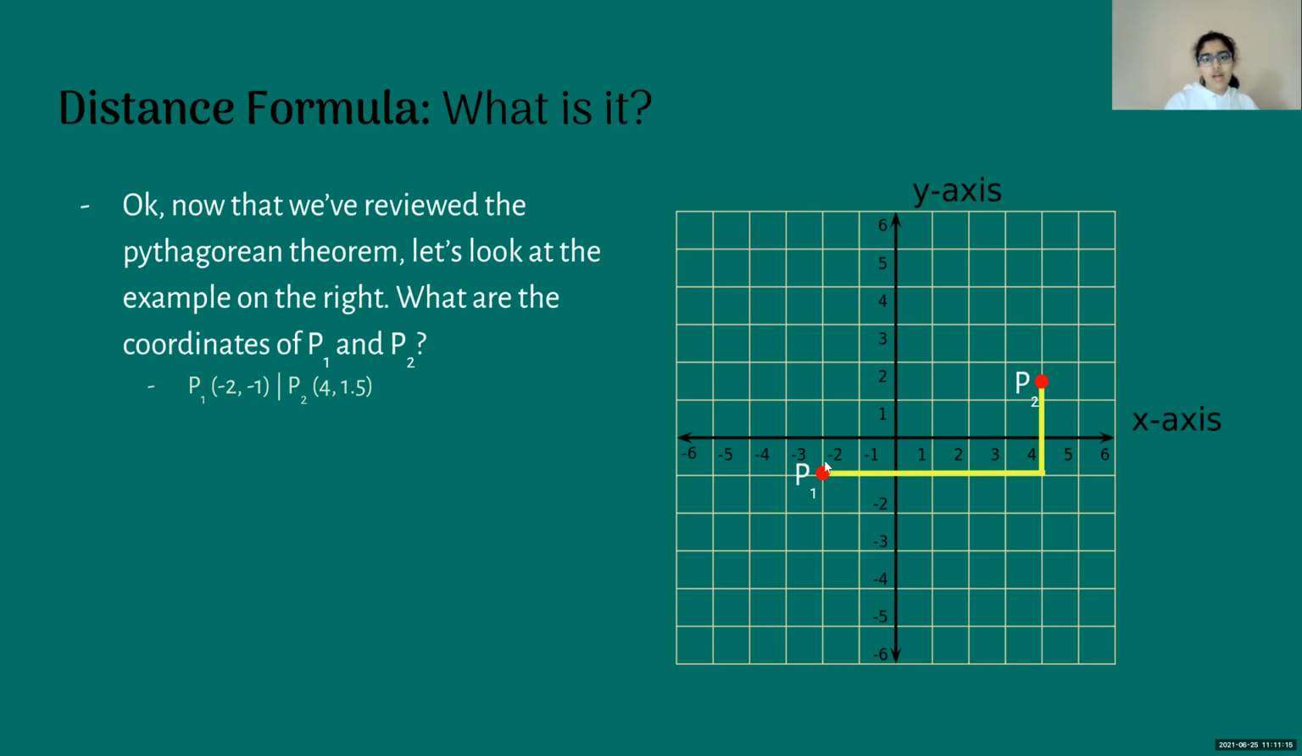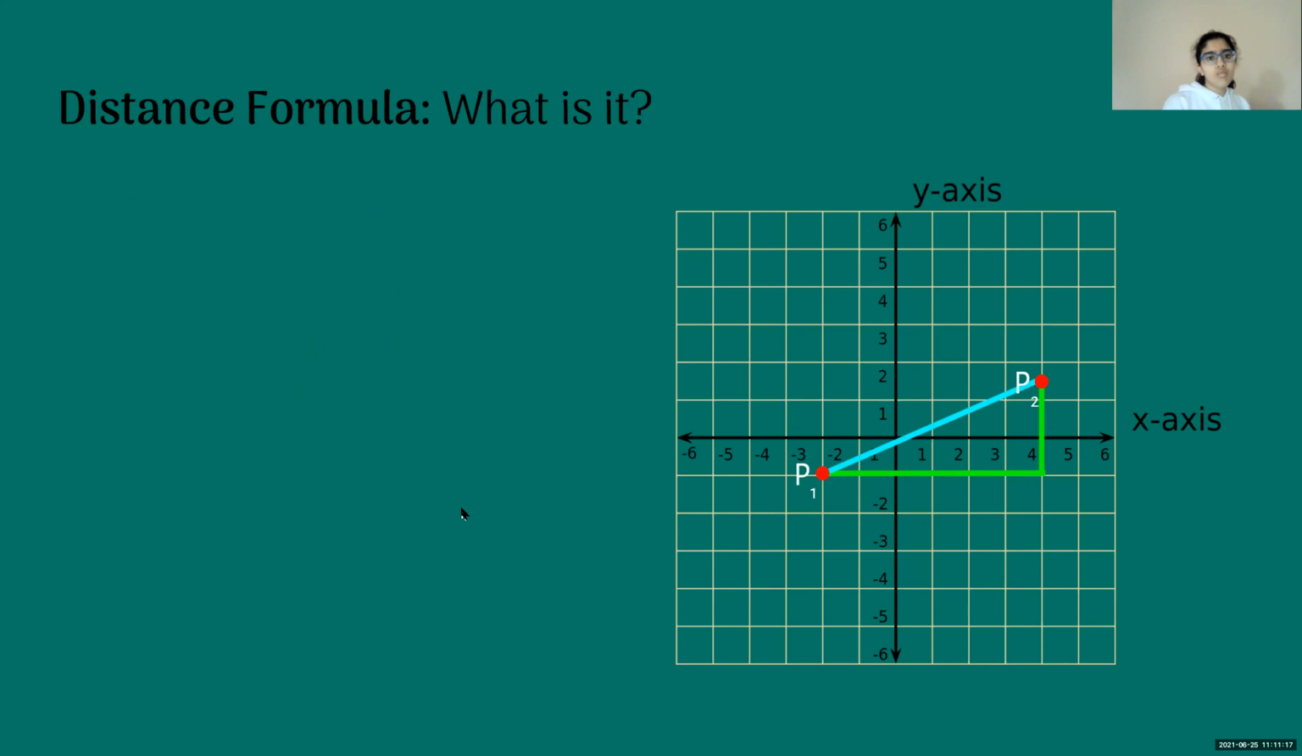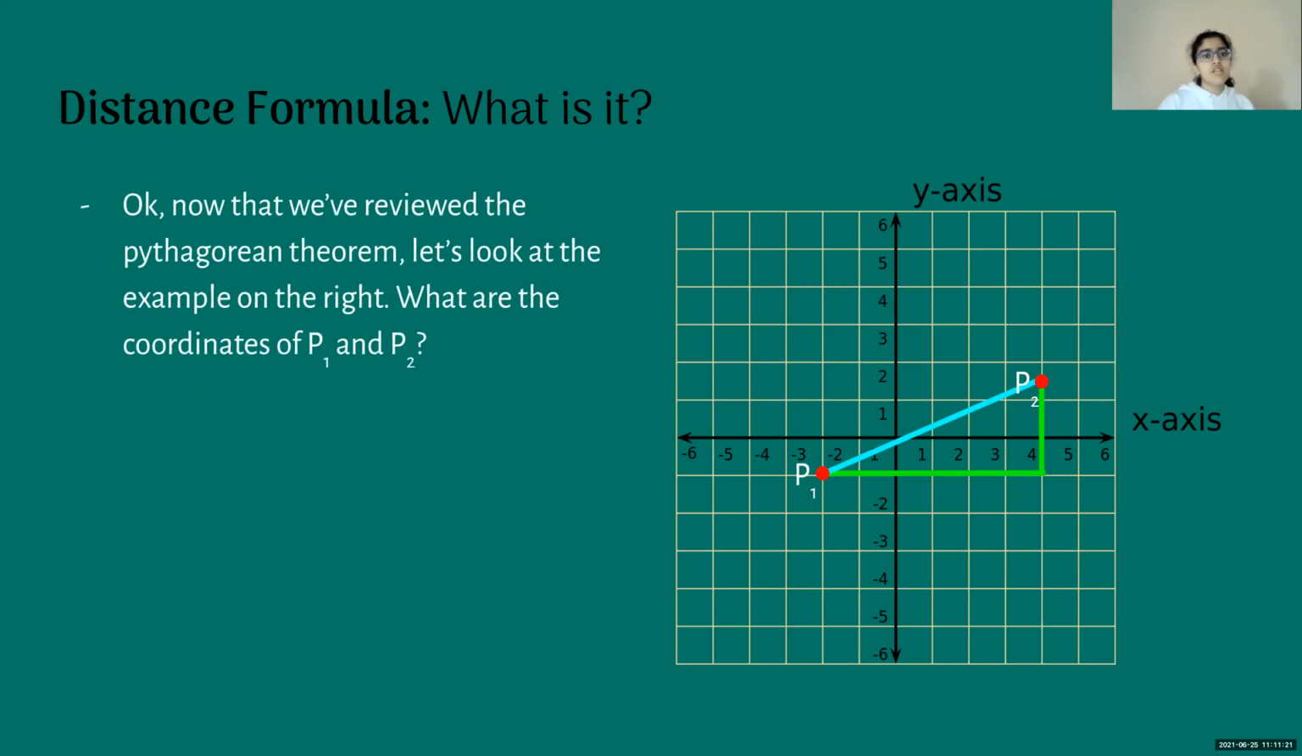Okay, so yes, this is 2.5 and this is 6. So we are going to solve for the hypotenuse, right?